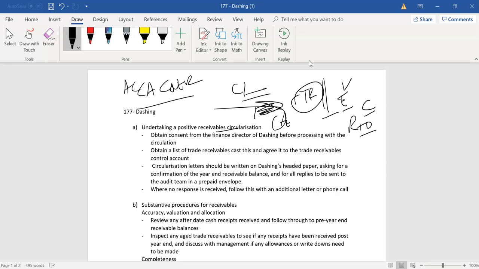Lots to do, but the key point in terms of this question of circularization is that we want to find out whether or not you have the rights to these trade receivables, and whether or not they are valued at that amount. Because, as you can imagine, if you have potential bad debts, then we need to write them down. So the key argument is that we're sending those off, the replies are to be sent to the audit team, and then you're basically chasing it up, really.